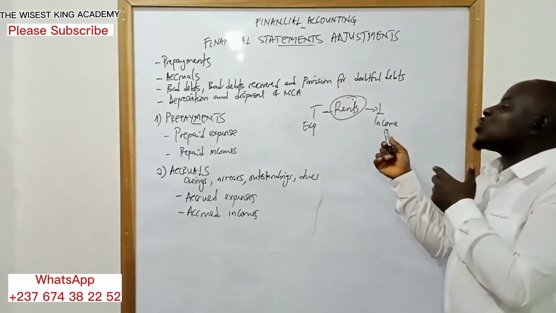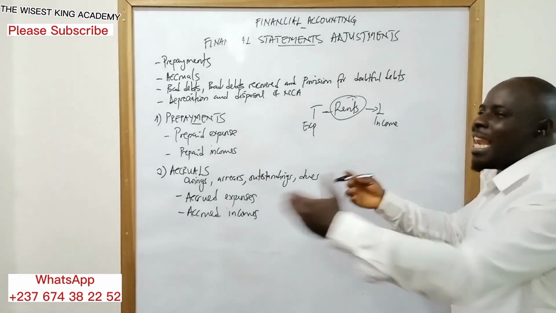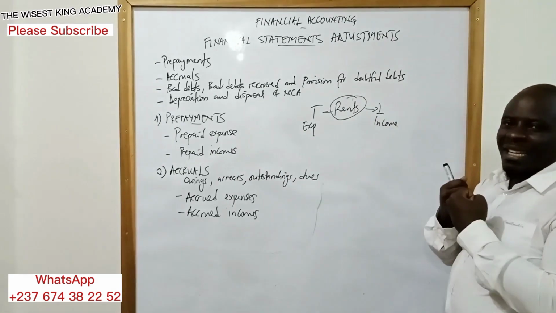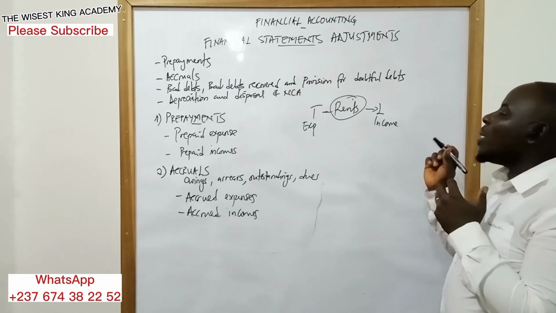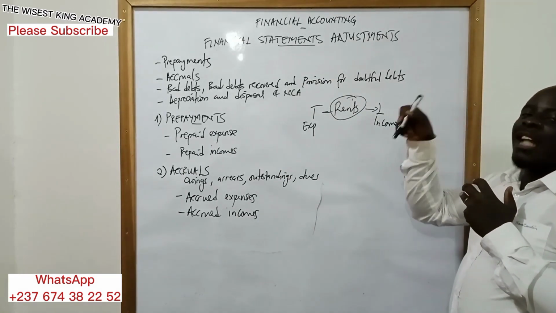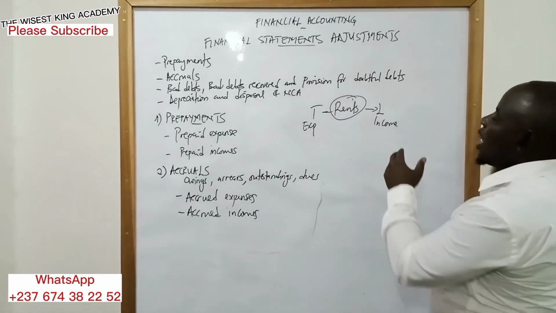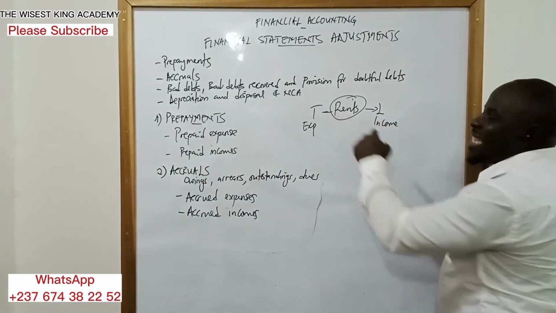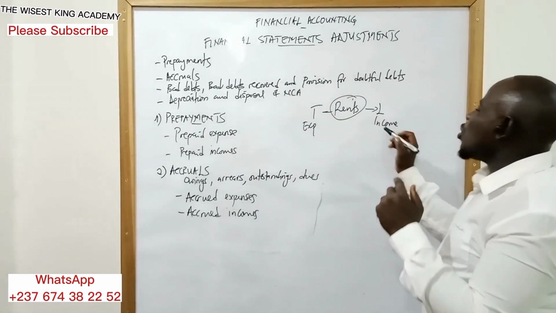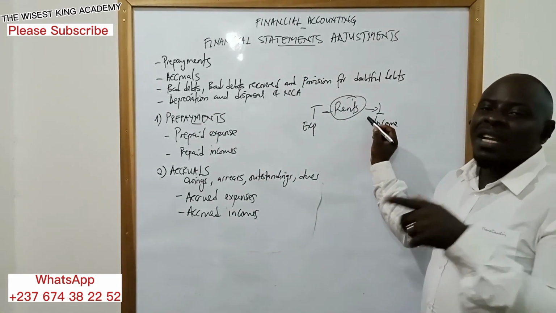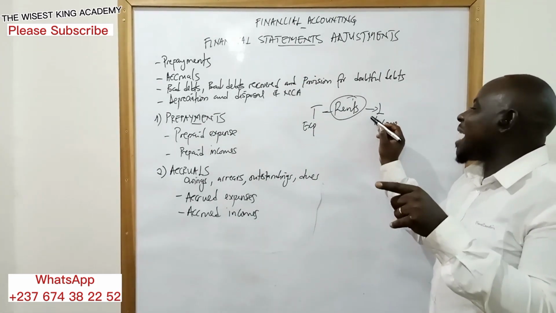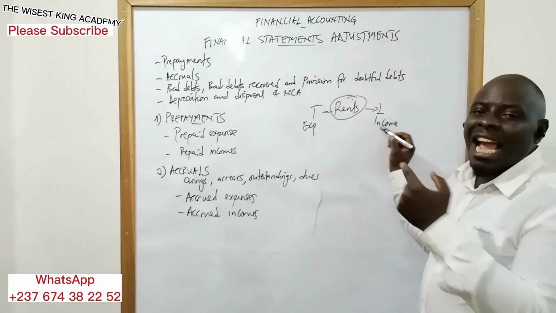If we come now to the books of the landlord who has received rent in advance, by so doing, he is owing the tenant until the period is incurred. So if he's owing the tenant, he is a debtor, whereas the tenant is a creditor. So it means that income received in advance, rent received in advance, they are current liability.